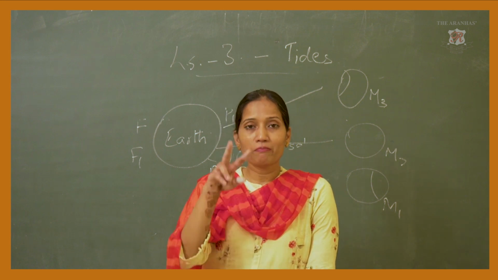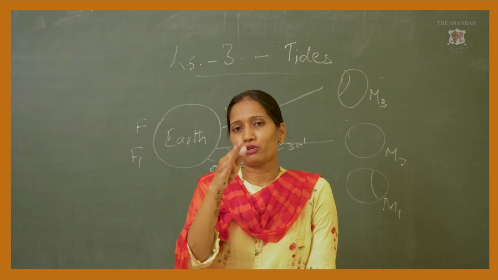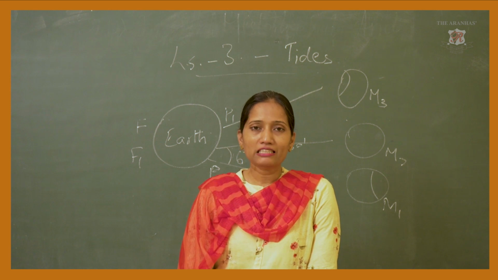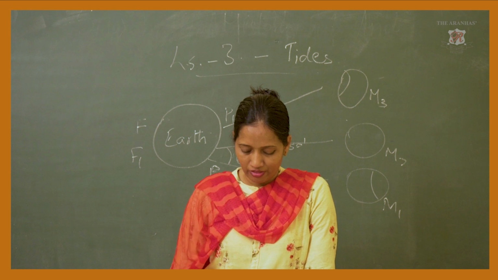So that means during 24 hours, after every 12 hours 25 minutes, the high tide and low tide will occur twice a day.